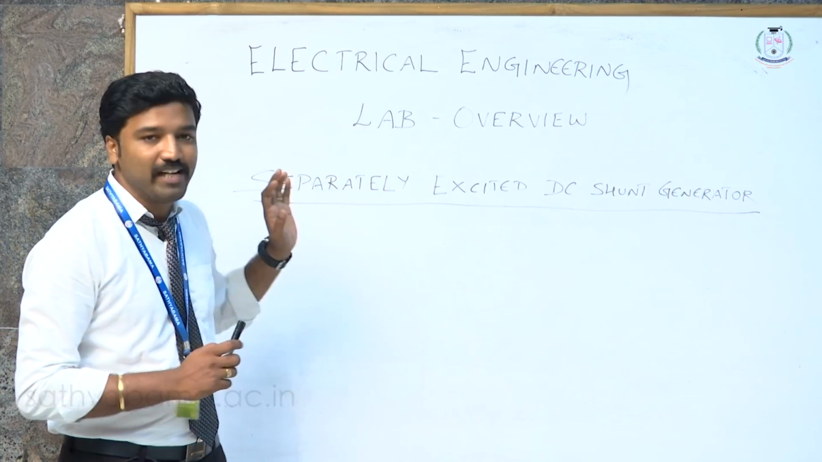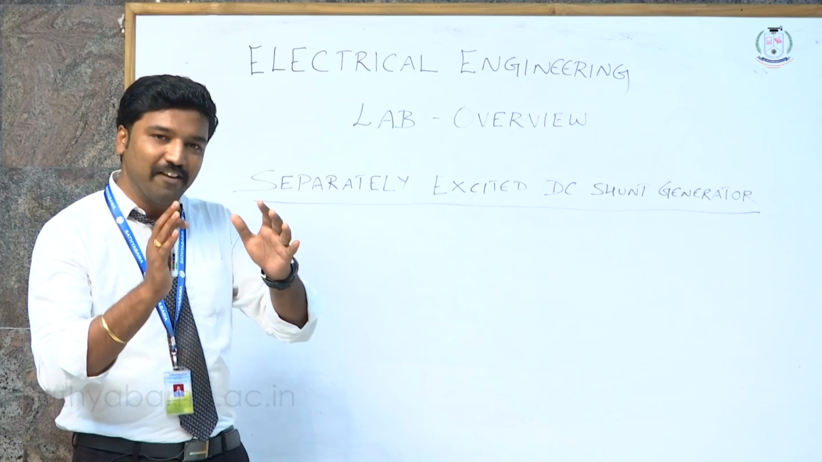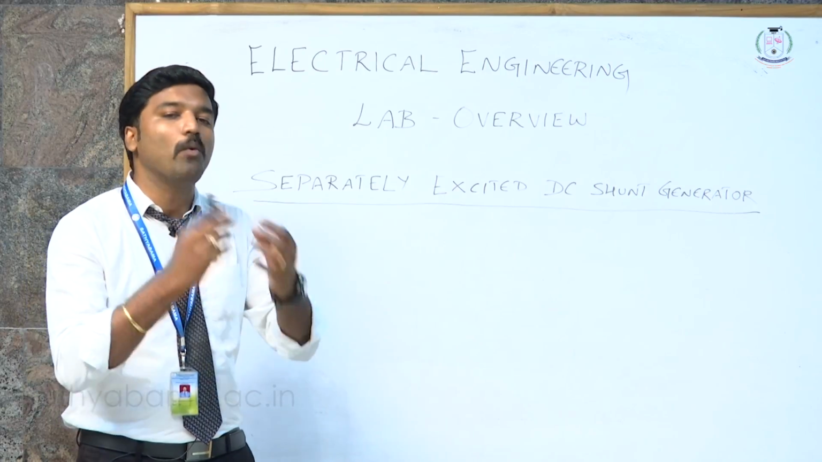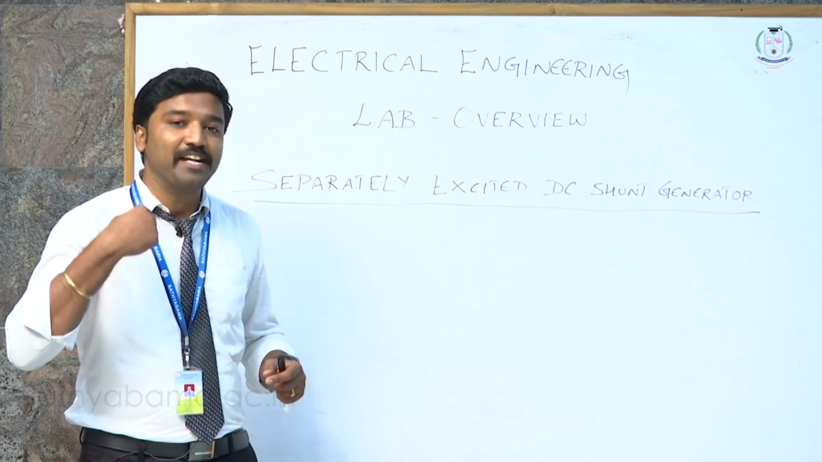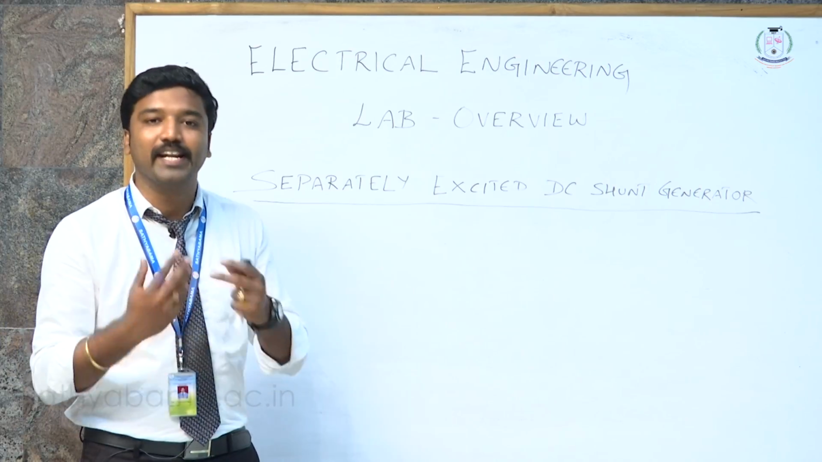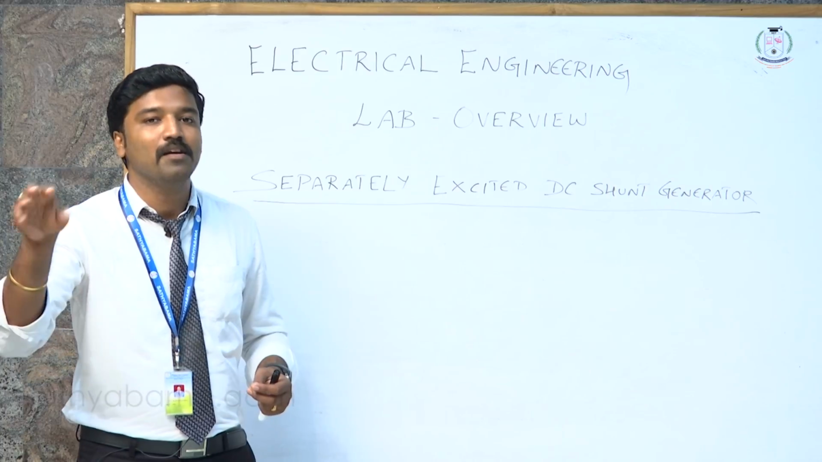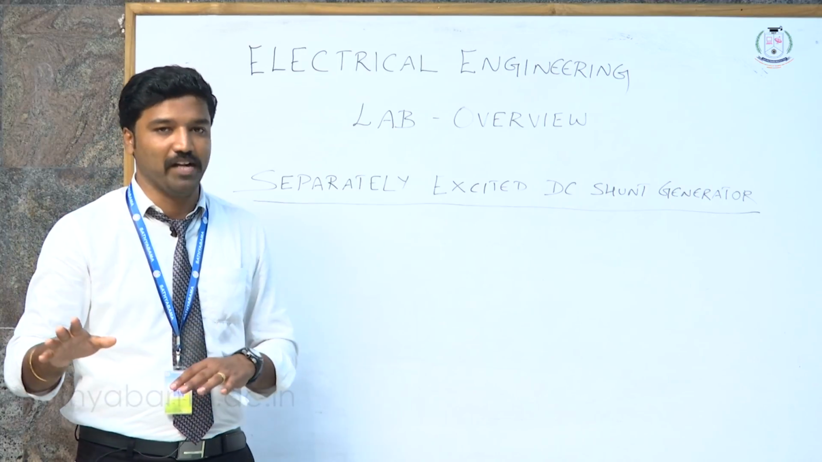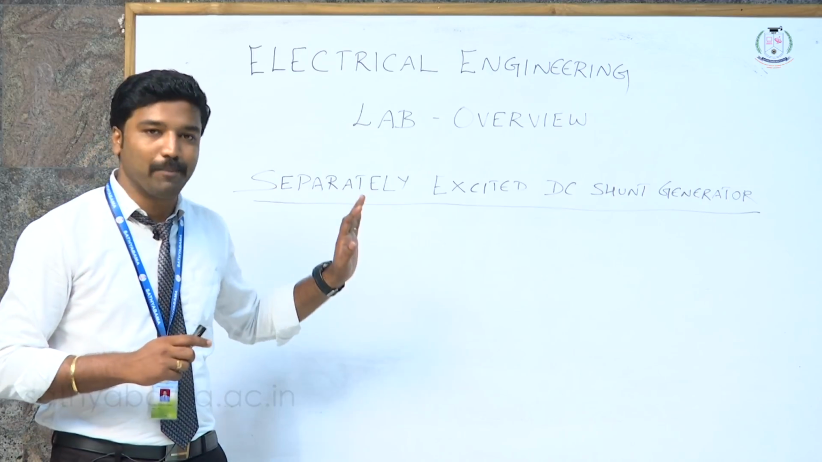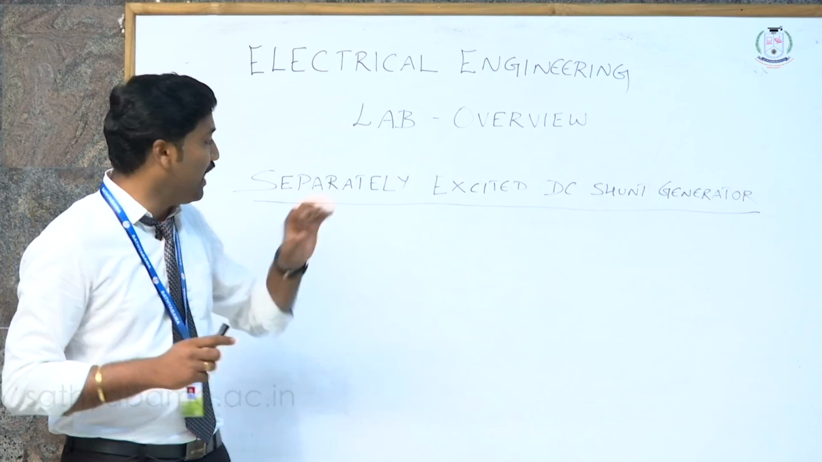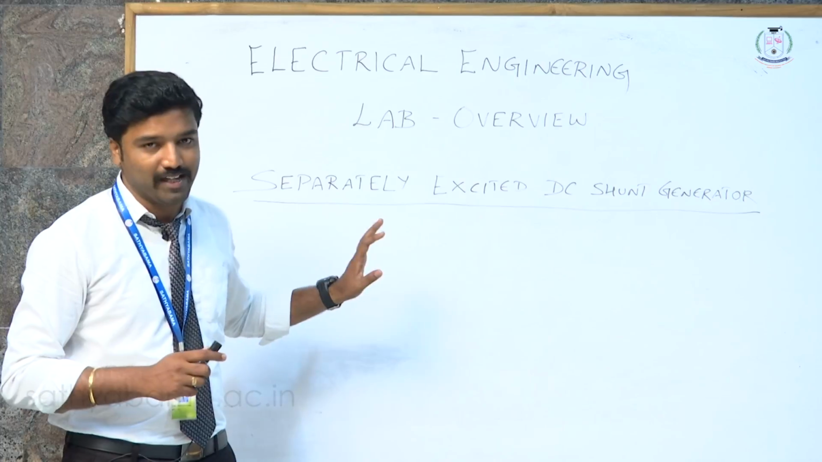When we are taking separately excited, the magnetic field of the generator should be provided with an additional DC supply. If it is self-excited, the generated EMF of the generator itself is going to satisfy the supply for the magnetic field. So that is why it is called self-excited, and this experiment was named separately excited. So I hope you understand what the term separately excited refers to.